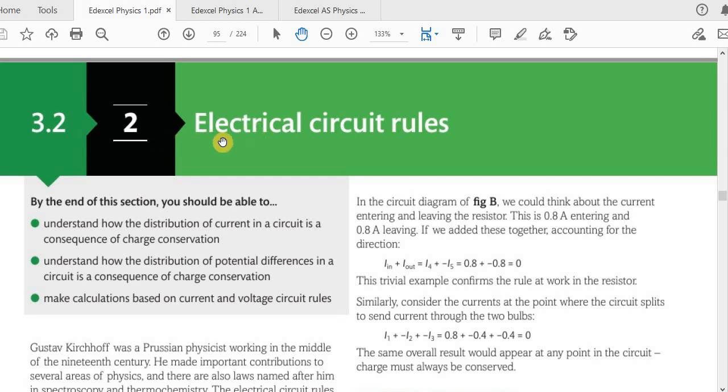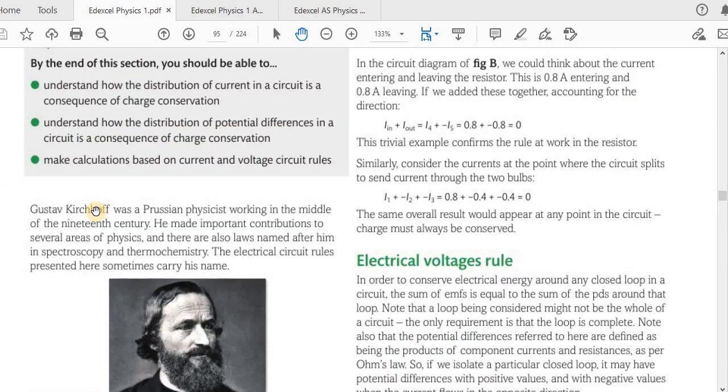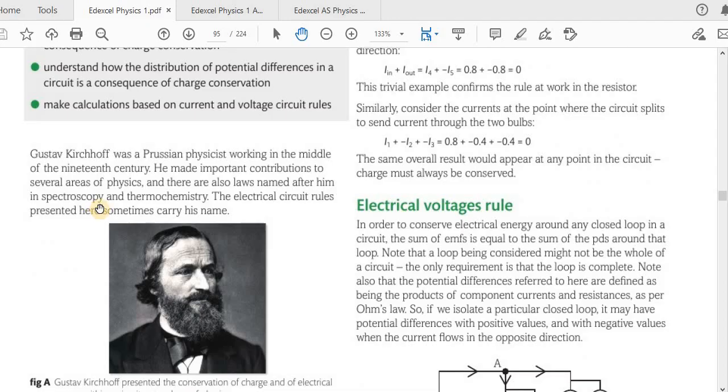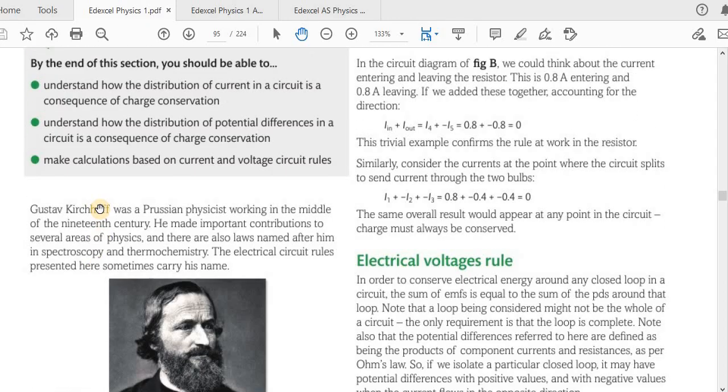Chapter 3.2 Part 2: Electrical Circuits Rules. This is where we will see Kirchhoff's first law and second law. Previously we saw them in the chapter, but the names were not mentioned, but we will see that here. Kirchhoff's first law is also called Kirchhoff's current law, and it is the law which shows the law of conservation of charge being used.